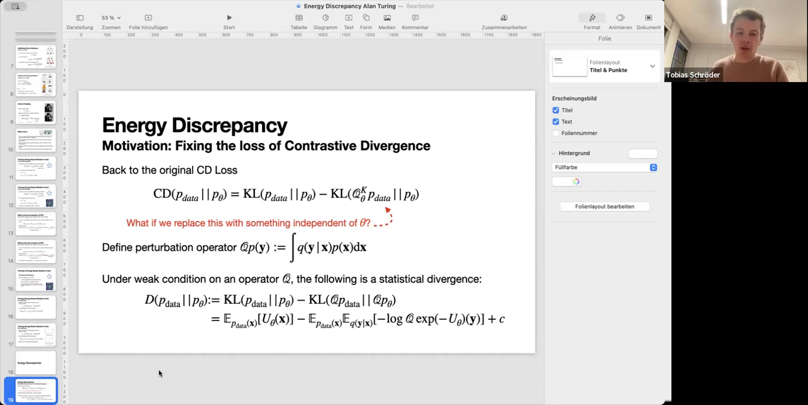And if we expand all the terms, what we find is that there are only two terms that depend on the neural network that we are trying to learn. The first one is the same as in contrastive divergence, so it's the expectation of our energy function over the data distribution. And the second term, the contrastive term, is basically the expected value of the perturbed energy function with respect to perturbed data points.